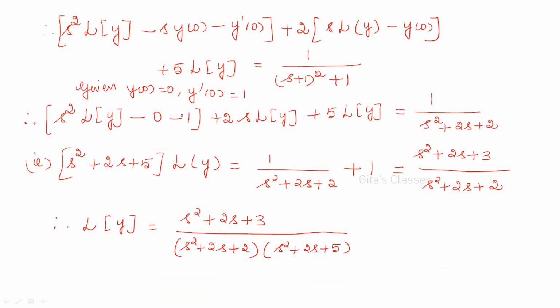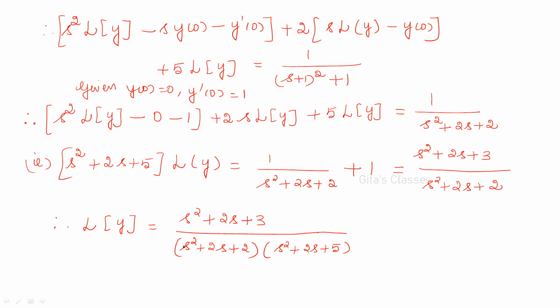Okay, so just substitute in this, in the place of f, I have y. So L of y double dash is equal to s squared into L of y minus s into y of 0 minus y dash of 0, plus 2 into L of y dash. L of y dash is s into L of y minus y of 0, plus 5 into L of y is equal to 1 by (s plus 1) the whole squared plus 1. Initial conditions are given: y of 0 is equal to 0, y dash of 0 is equal to 1. Substitute those values and collect all the terms of L of y on the left hand side. You will get (s squared plus 2s plus 5) into L of y is equal to 1 by (s squared plus 2s plus 2), plus 1.